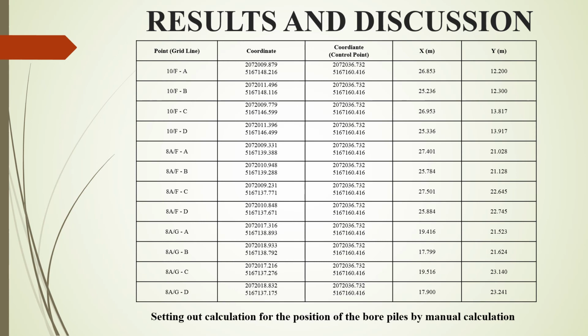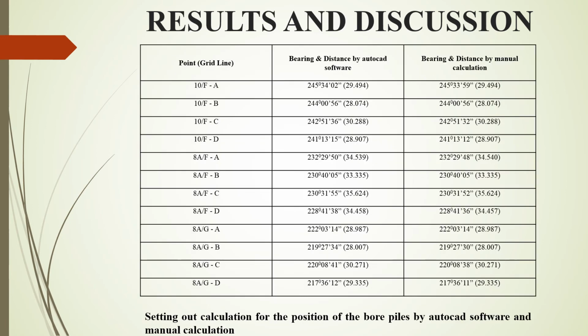This table shows the result of the setting up calculation for the position of the bore pile by manual calculation. The differences in F and Y are calculated using the formula of the conventional method. This table shows the comparison of the setting up calculation for the position of the bore pile by AutoCAD software and manual calculation.